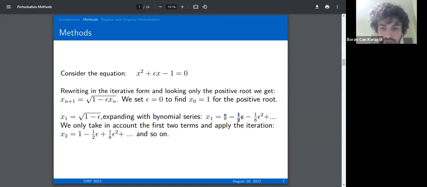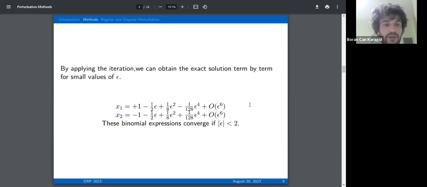Only two terms here actually correspond with the solution, and there's a rigorous reason why that is, but I did not prefer to talk about that. So we only take into account the first two terms and apply the iteration, and we get x2. And to get x3, we only take into account the first three terms, and so on. Again, there's a rigorous reason why we do that, but I do not prefer to talk about it. By applying the iteration, we can obtain the exact solution term by term, as you can see here.